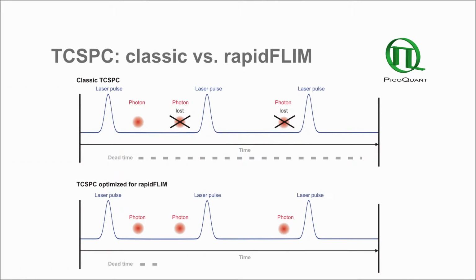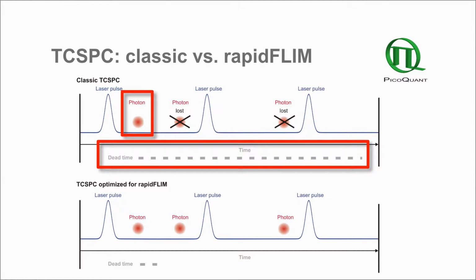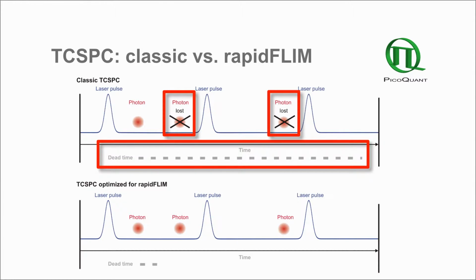This, however, leads to two important issues that affect the TC-SBC histogram and the fluorescence lifetime results, namely the instrument dead time and the pile-up effect. After registering an incoming photon, the system is busy with data processing for a certain amount of time. This time period is called dead time, and any photons reaching the detector during that time will be lost as they cannot be detected and processed.